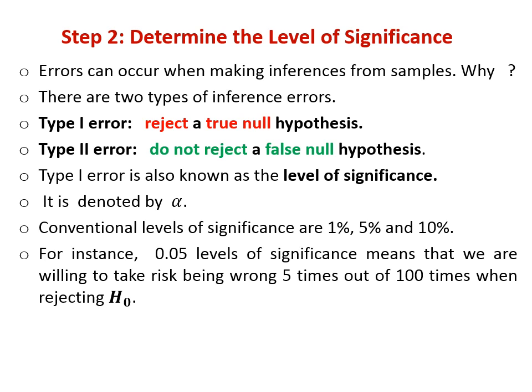Type 1 error is also known as the level of significance, as I just mentioned earlier. It is represented by the Greek symbol alpha. Conventional levels of significance are 1%, 5%, and 10%. For instance, 5% level of significance means that we are willing to take the risk of being wrong 5 times out of 100 times when rejecting the null hypothesis.